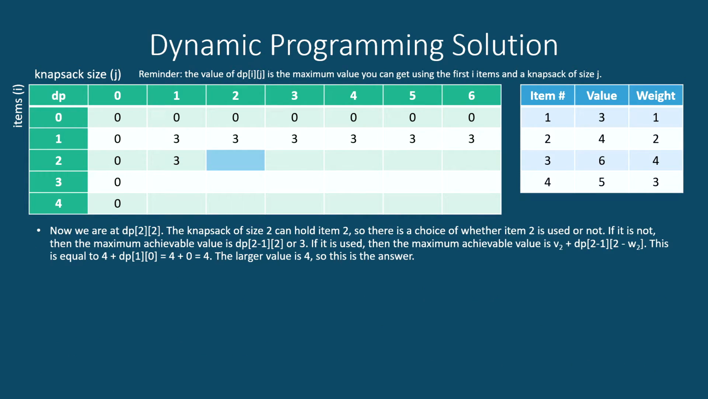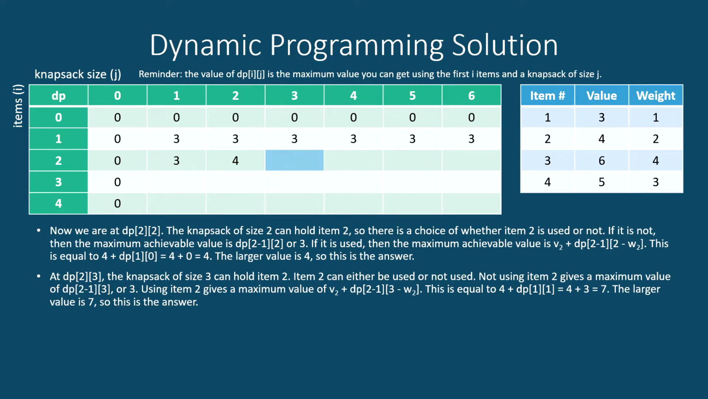Now we are at DP22. The knapsack of size 2 can hold item 2 this time, so there is a choice of whether item 2 is used or not. If it is not used, then the maximum achievable value is DP12 or 3. If it is used, then the maximum achievable value is the value of item 2 plus DP10. This is equal to 4 plus 0 or 4. 4 is the larger value, so this is the answer.